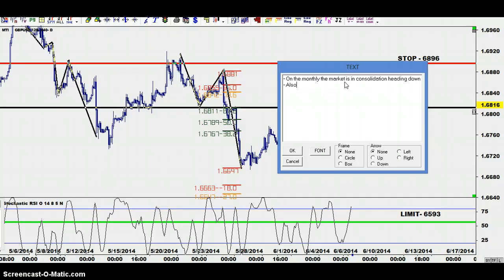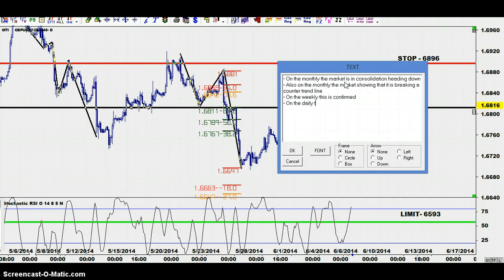Also on the monthly, that I can spell monthly, honestly. Also on the monthly, the market is showing that it is breaking a counter trend line. Okay. On the weekly, this is confirmed.